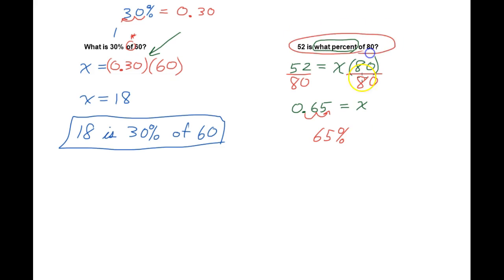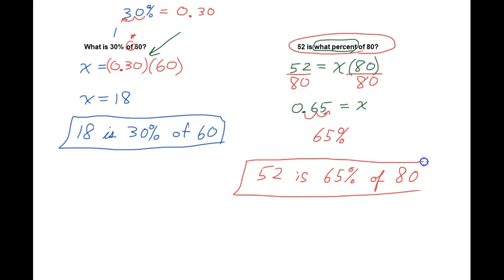So let's write that final answer here. Let's write this out. That is 52 is 65% of 80. So that's another way to look at some percent problems. I hope that helps.